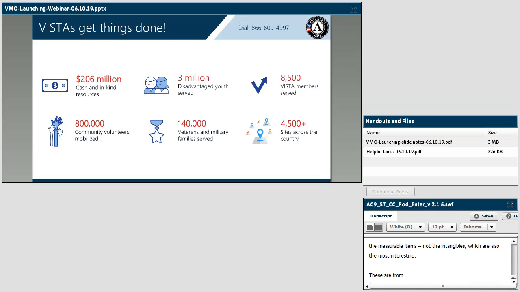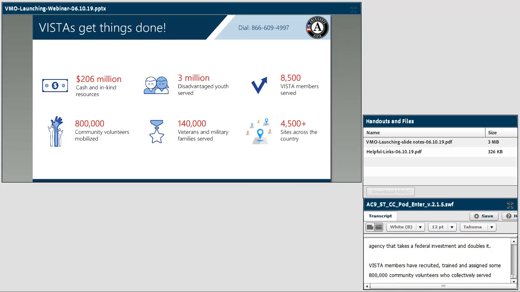So these are from the year 2017. VISTAs have raised $206 million in cash and in-kind contributions for their sponsoring organizations. And that's more than double what Congress appropriates to AmeriCorps VISTA to run the whole program. So that's amazing. We're the only federal agency that takes the federal investment and doubles it. Also, VISTAs have recruited, trained, and assigned some 800,000 community volunteers who collectively served more than 8 million hours.